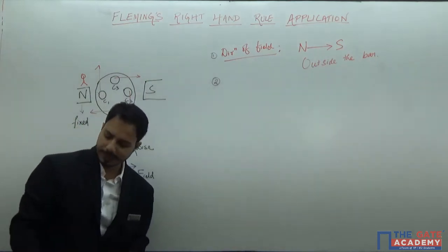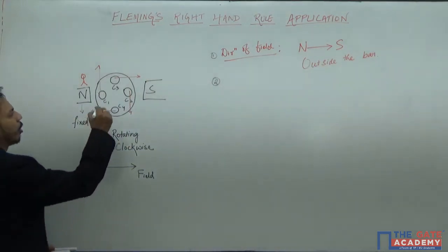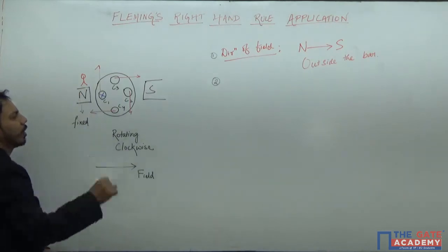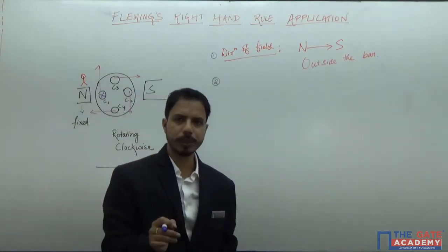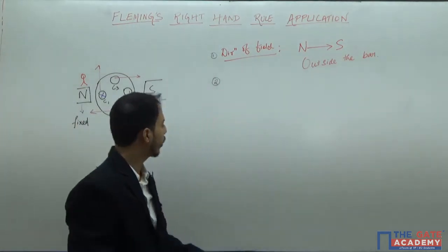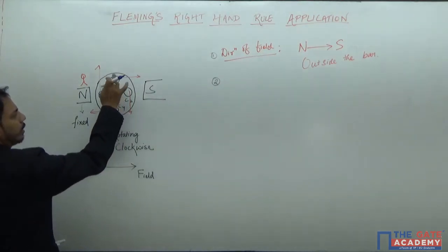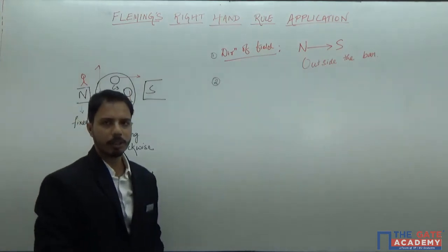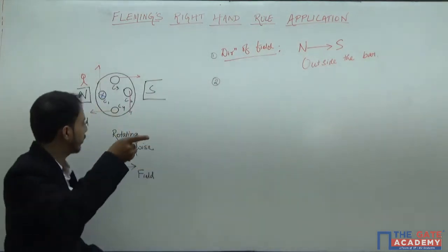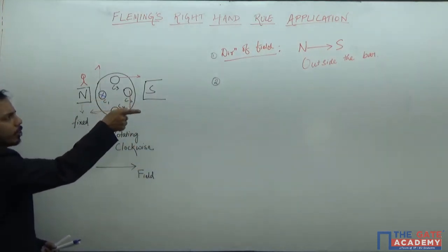Now how do we represent inside? Inside means cross. That means induced EMF here, it will be cross. Cross means it is going inside. Okay. What will happen to C3? In this particular case, in C3 you see the field direction is this, and the force direction is also this.